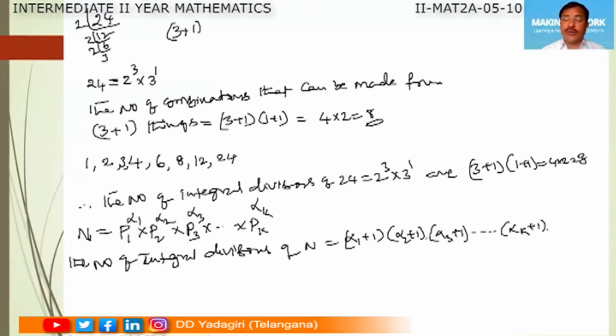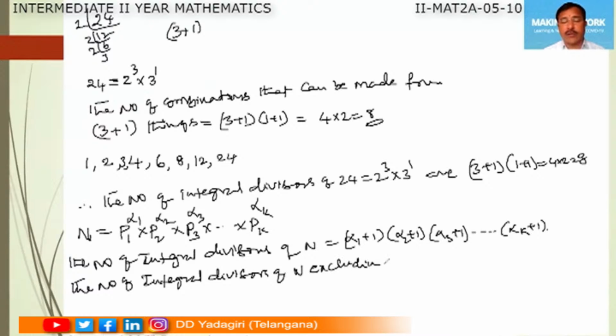So in this, the given number is included in the count of prime factors, not the number of integral divisors. So then we can have another two formulas. The number of integral divisors of n excluding 1 and n is equal to what? This total number of integral divisors that can be formed, and so on, alpha k plus 1 minus 2.